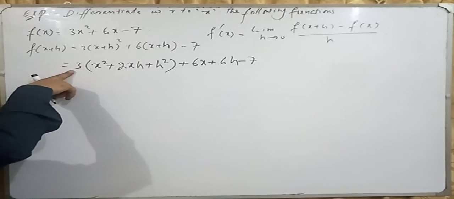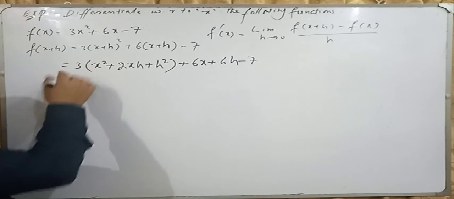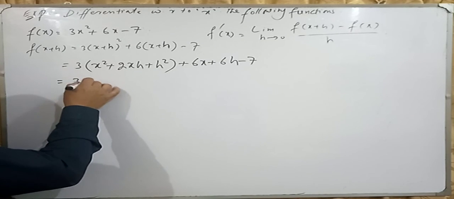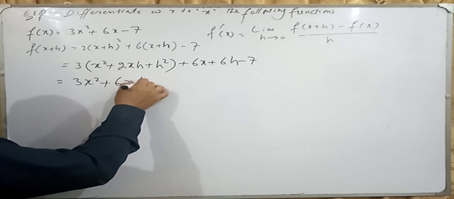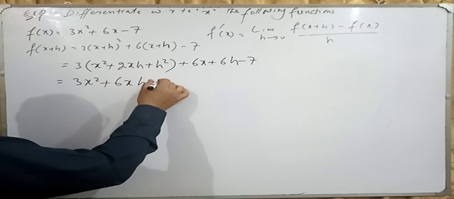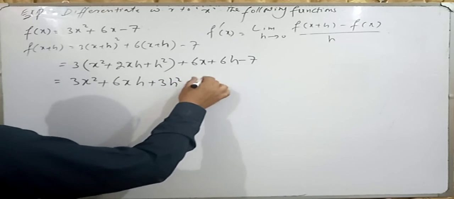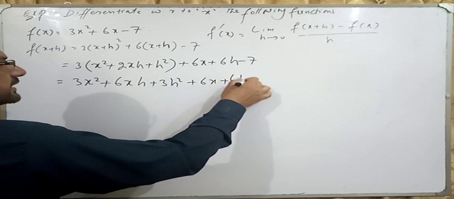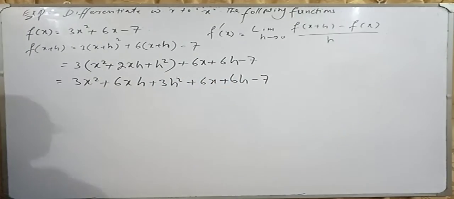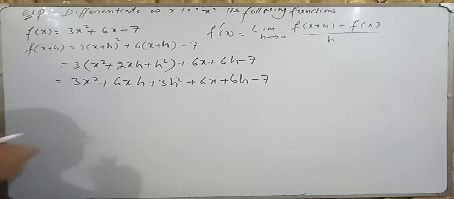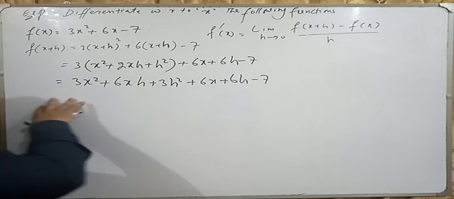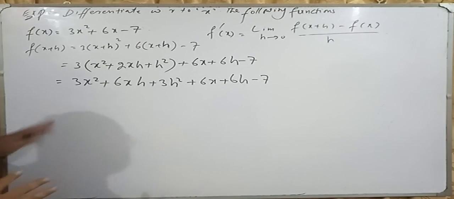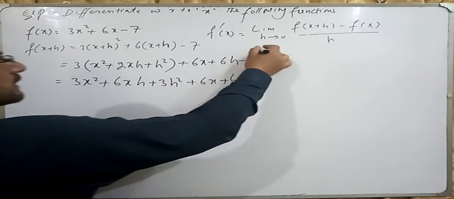Now we can do multiplication of 3 inside the bracket. 3 multiplied by x square, 3x square, plus 3 twos are 6xh, plus 3h square, and plus 6x plus 6h minus 7. There is nothing in the division, but you should check whether there is an addition or subtraction. If the terms are different, then just put it in the formula.